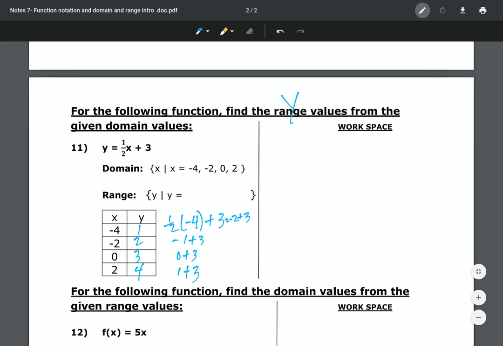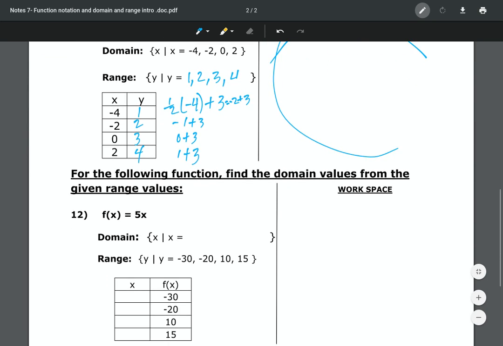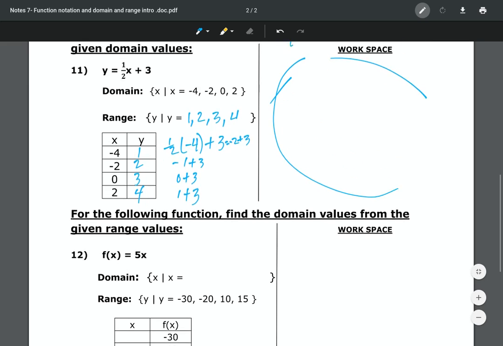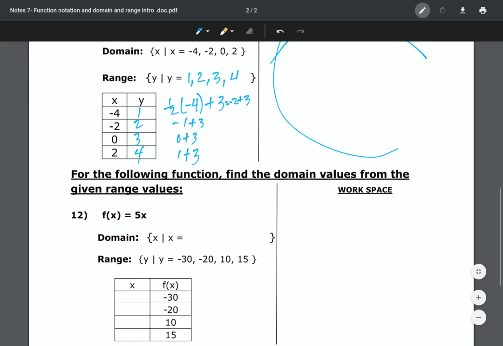Okay? And I know that it said the workspace, but I was able to put the work right here next to the problem. But if you need bigger space, here is some space all over here that you can work on. So now I'm going to list my range values, which would be 1, 2, 3, 4. They're already kind of in least to greatest order.